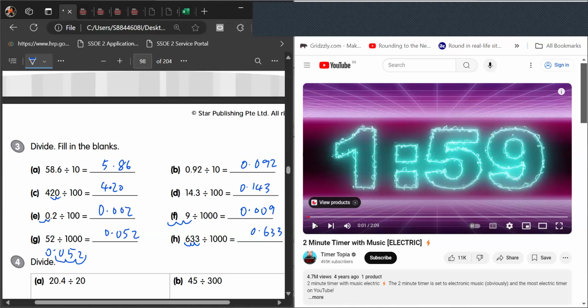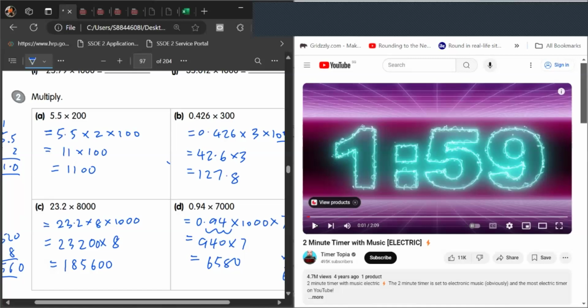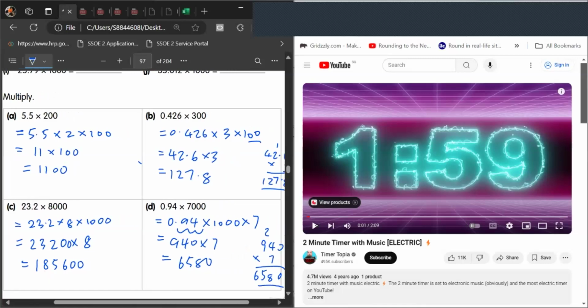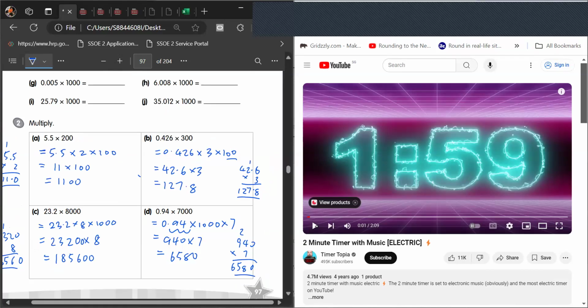Which of B? 0.92. Question 2. This one? Is this correct? 42.6 times 3. Correct, right? Okay. We do 1 more for decimals. Then tomorrow we practice on rate. Okay? Ready? Just one last one, then we go back to our average already.